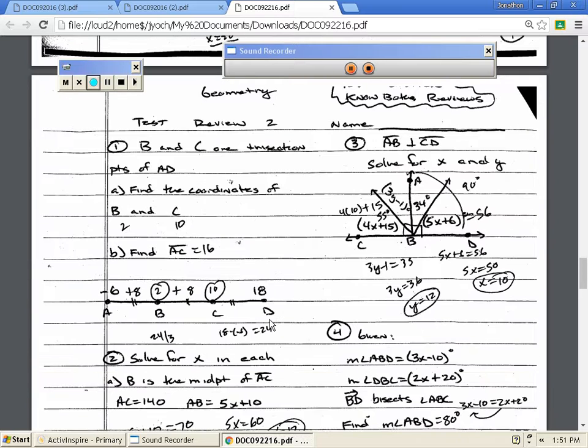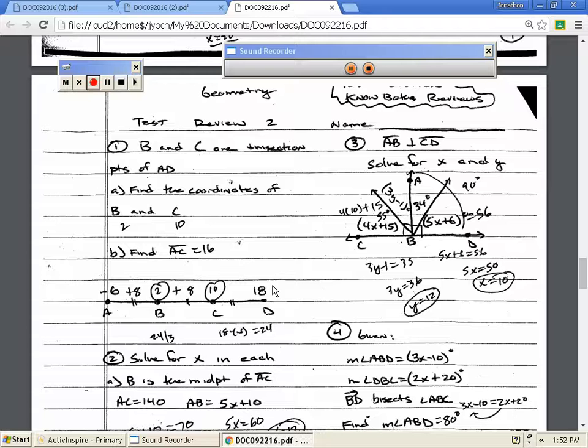Alright, so these are some questions that we didn't go over in class. On page 5 here, B and C are trisection points. If you start at -6 and go to 18, 18 minus -6 is 24. Take 24 divided by 3. Each piece is 8. So if you start at -6, add 8, B is at 2. B would be at exit 2. C is 8 miles down the road, so 2 plus 8 is 10. That's how you get 10 for C. AC, just like the one before, is 2 pieces. 2 pieces of 8 gives you 16.